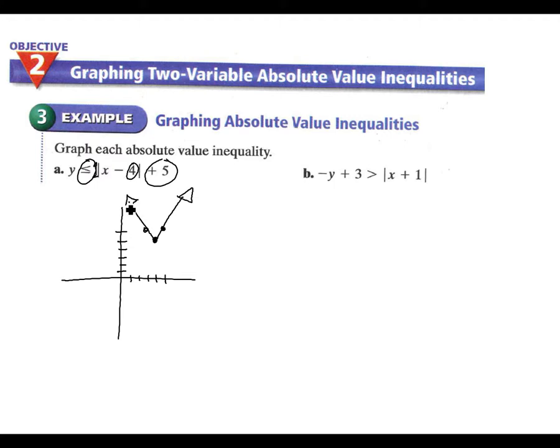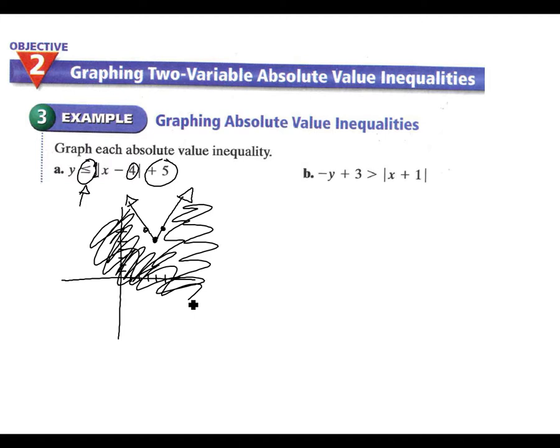And now the question is, do I shade above these lines or below them? And so let's check it out. Y is less than, so we need to shade below the line. So it's going to be everything below both of the lines. So it's a huge area there. Everything up here is not going to get shaded. So that's going to be your graph.